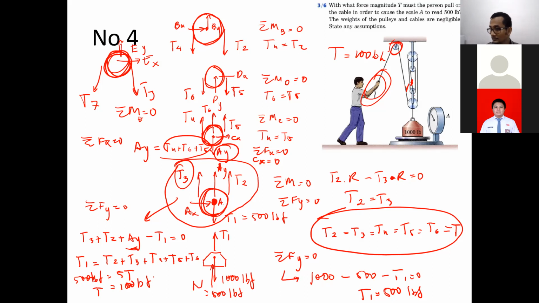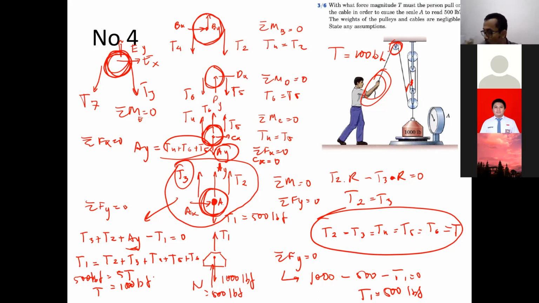Sir, if the instruction is for us to draw all the free body diagrams, so if there were, for example, 5 pulleys, so we draw 5 different free body diagrams. Oh yes, of course. Okay, thank you. The way to do it is this way actually to solve this one. Is it understood, William? Yes, sir.